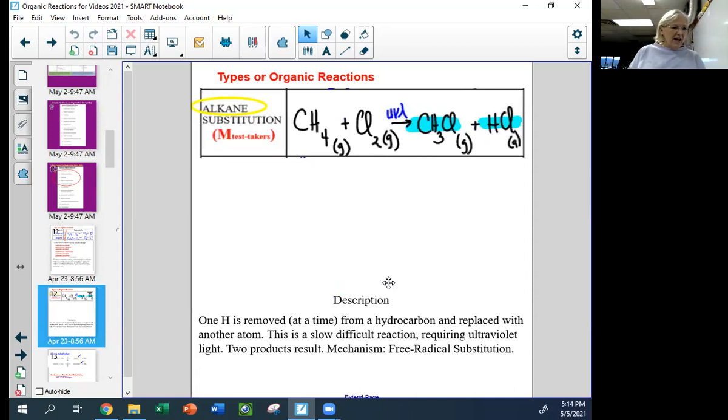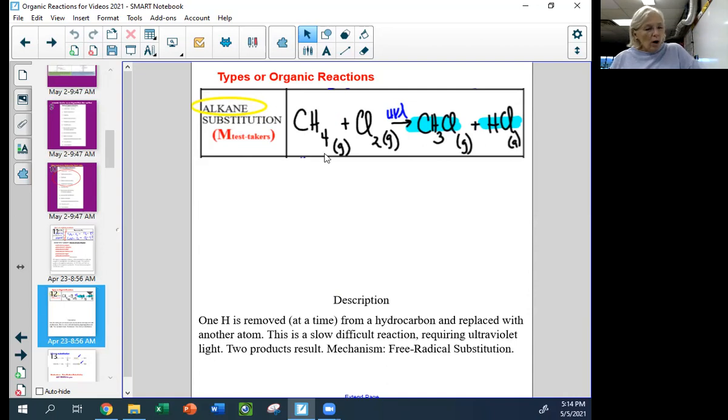Next, alkane substitution. I emphasize that there are going to be 3 kinds of substitution reactions on this list of organic reactions. Alkane substitution specifically has to do with only alkanes. I made a point of saying alkanes are not very reactive. Alkanes do combust, but they don't do very much else as far as chemical reactivity. However, alkanes can be made with a lot of conditions to very slowly undergo a substitution reaction.